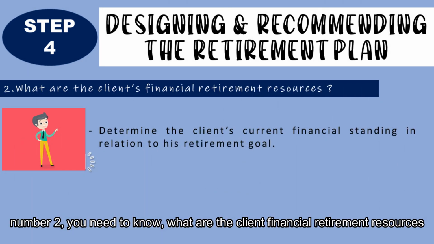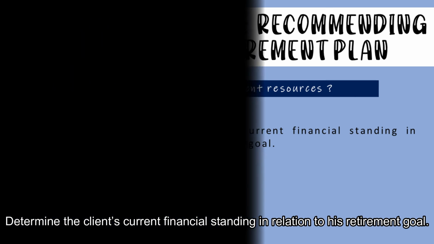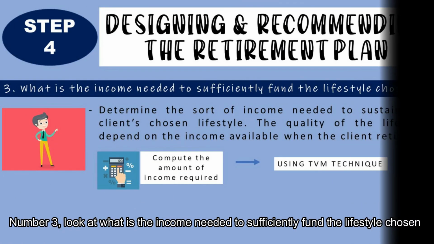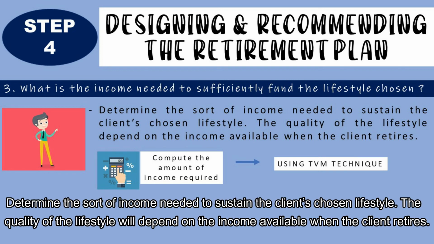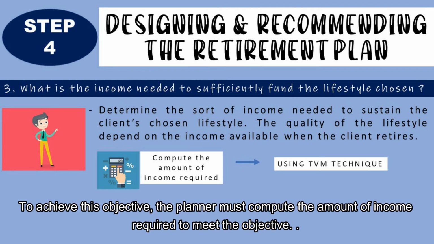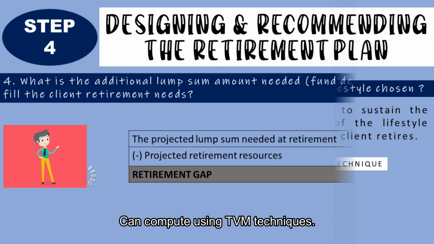Number 2, you need to know what the client's financial retirement resources are. Determine the client's current financial standing in relation to his retirement goal. Number 3, look at the income needed to sufficiently fund the lifestyle chosen. Determine the sort of income needed to sustain the client's chosen lifestyle. The quality of the lifestyle will depend on the income available when the client retires. To achieve this objective, the planner must compute the amount of income required. You can compute it using the TVM technique.